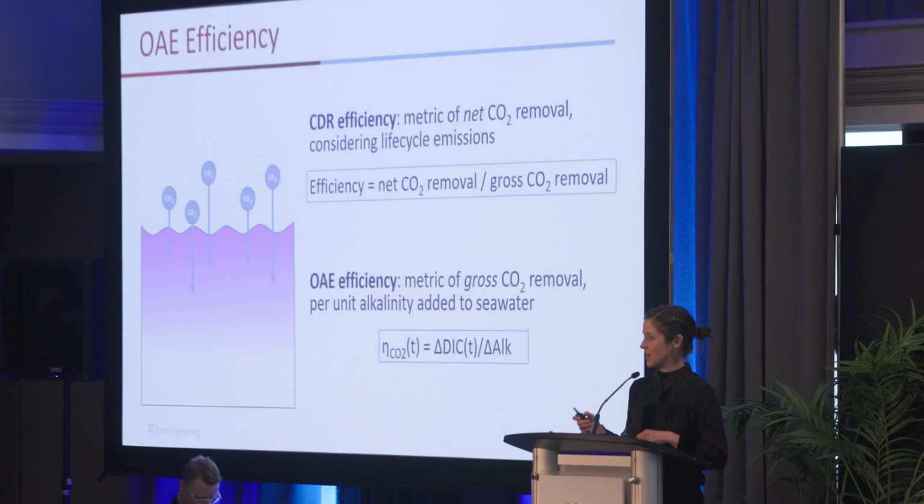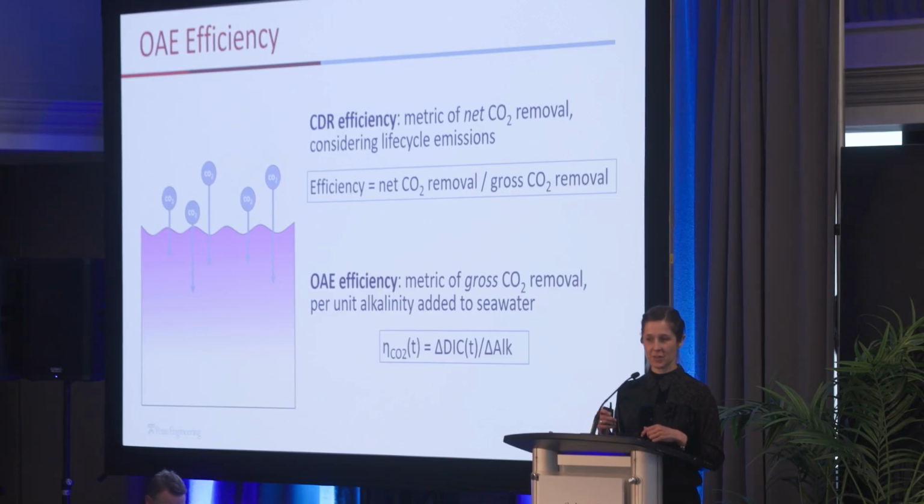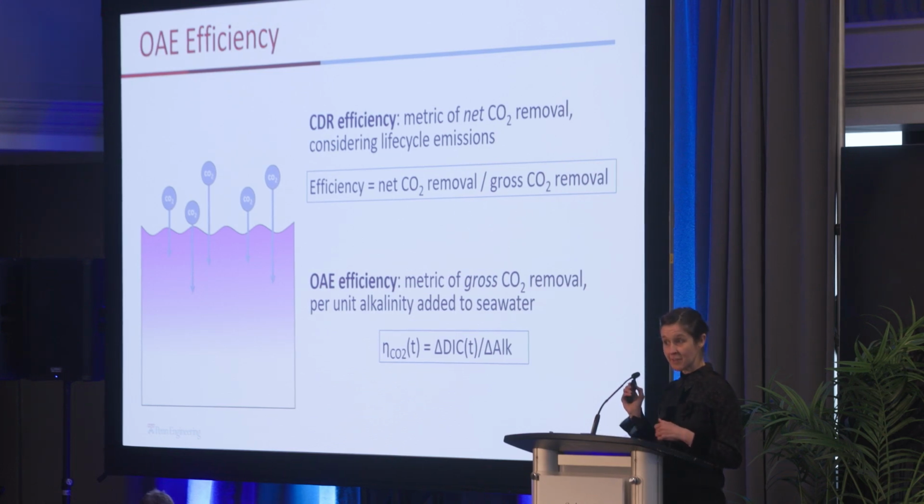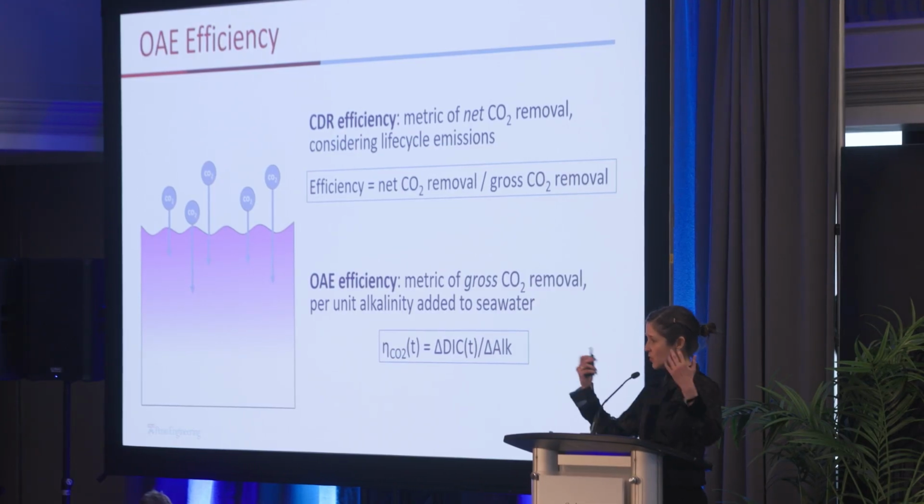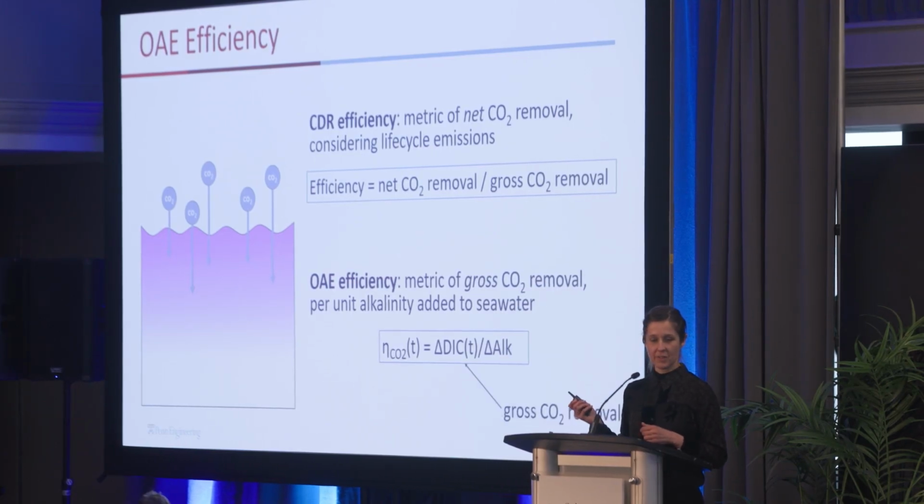When we're in OAE conversations, efficiency is typically a metric of gross CO2 removal. So this is often described as this eta value, the efficiency of CO2 uptake over time, which is equal to delta DIC, or the CO2 removal from the atmosphere into the ocean, per alkalinity added to the ocean. So just to drive this point home, this is gross CO2 removal.